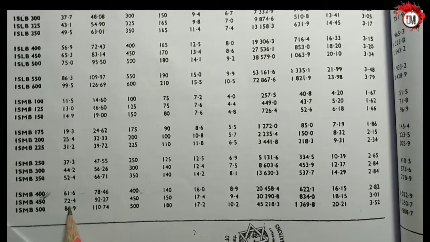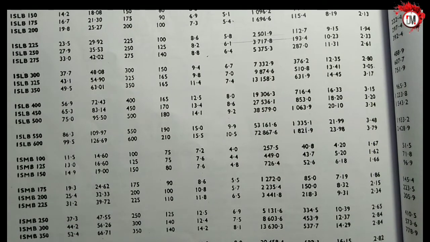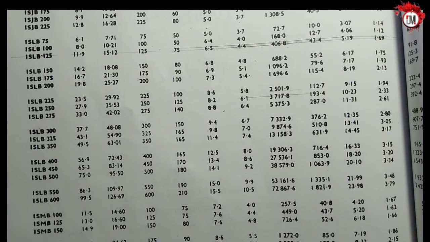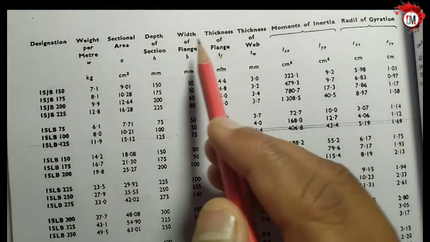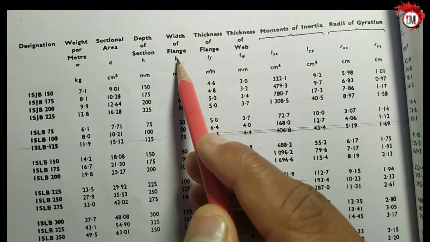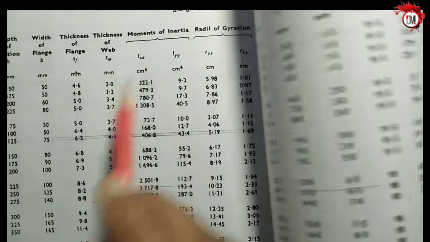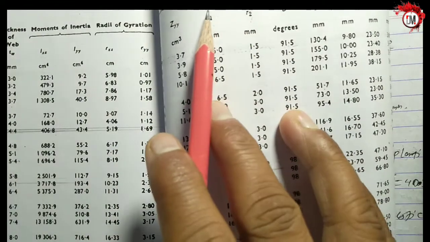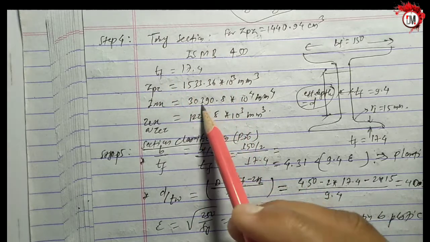So we have to note different properties of this section ISMB 450: weight per meter, sectional area, depth of section H, width of flange B, thickness of flange TF, thickness of web TW, IXX moment of inertia, and R1 and R2, radius at root and radius at toe. So all these values are noted.